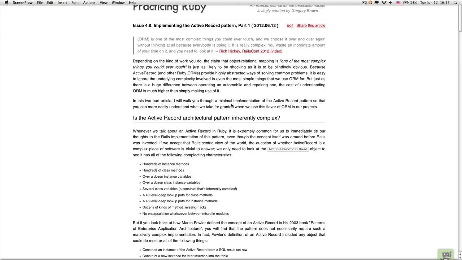Depending on the kind of work you do, the claim that object relational mapping is one of the most complex things you could ever touch is just as likely to be shocking as it is to be blindingly obvious. Because Active Record and other Ruby ORMs provide highly abstracted ways of solving common problems, it is easy to ignore the underlying complexity involved in even the most simple things that we use ORM for.